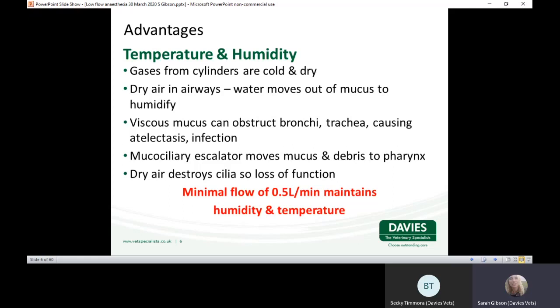Normally, the mucociliary escalator works to move mucus and debris out of the lower airways to the pharynx. This relies on cilia, which line the airways, moving in a coordinated way. Dry air actually destroys the cilia, and so there is a loss of function and mucus and debris are not removed as they should be. Studies have shown that using a fresh gas flow of half a litre a minute maintains temperature and humidity.